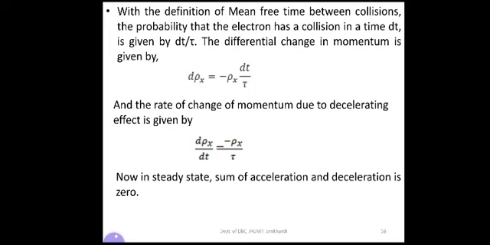The probability that the electron has a collision in a time dt is given by dt by tau. So the differential change in momentum is given by dpx equal to minus px into dt by tau. And the rate of change of momentum due to the decelerating effect is given by dpx by dt equal to minus px by tau. Now in steady state, the sum of acceleration and deceleration is 0.